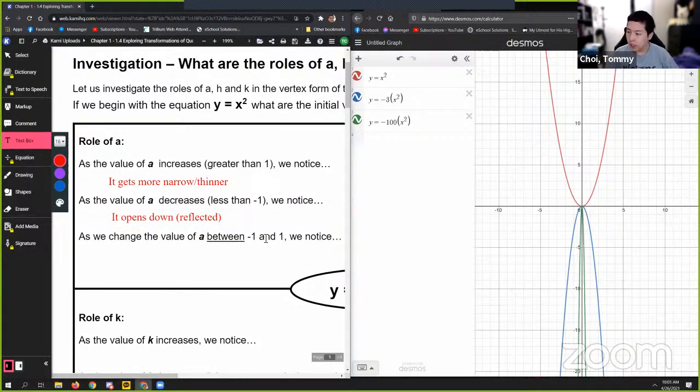It's reflected. So the moment we put in a negative number, yes, we still follow the example of it getting thinner, right? Even if we use a bigger value of a number. But the fact that it's negative seems to flip it.